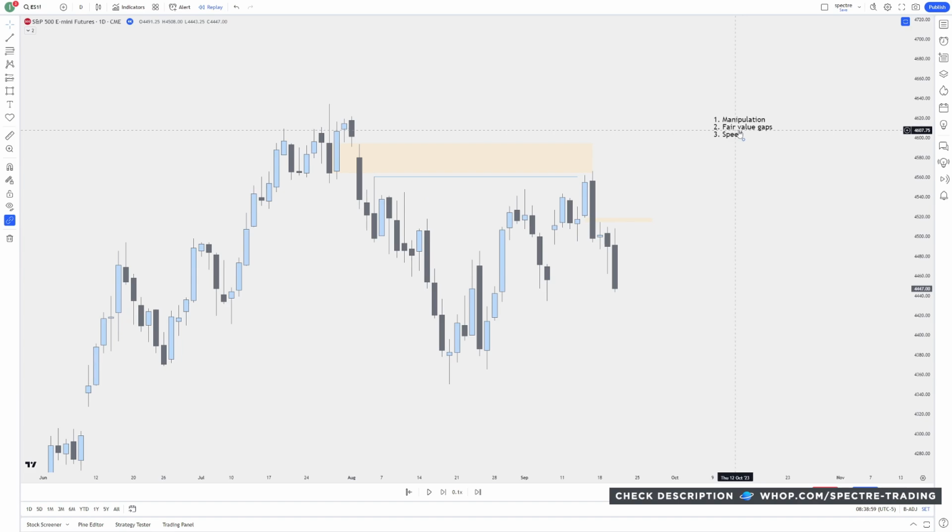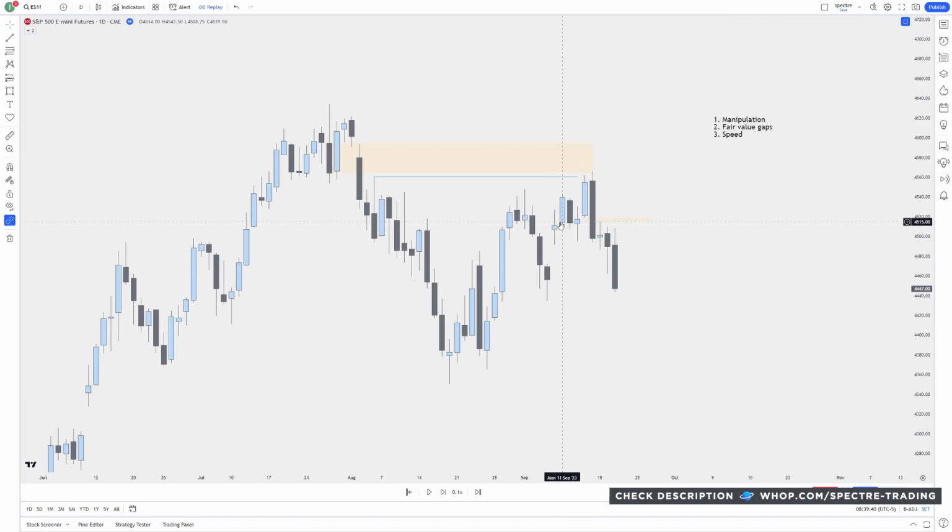Now, I want you guys to really think about this. Why have I emphasized fair value gaps? The reason being is when price is displacing bearish in a bearish market, we want to see fair value gaps being created. So if I'm seeing manipulation to the upside and fair value gaps being created to the downside, that is the first sign that price should be moving bearish. Now, once I've understood this, the next thing that I really want to focus on is the speed of price.